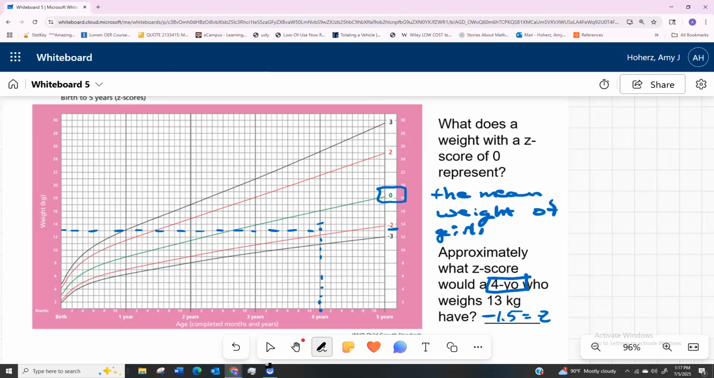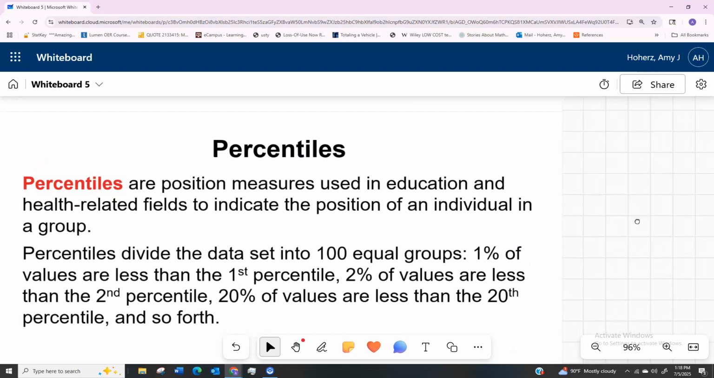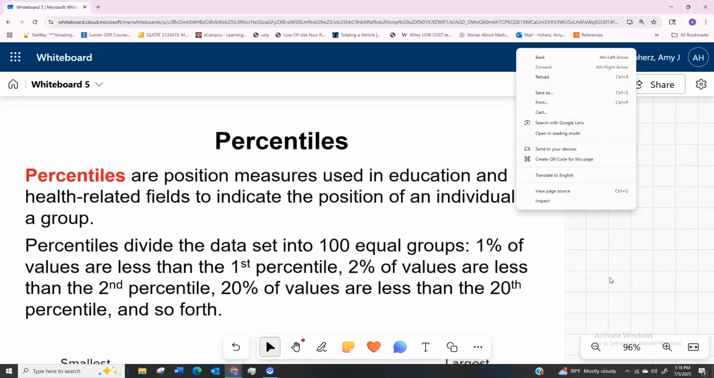Let's say you had a 3-year-old that fell right here. Then we could say that they are, okay, so that would be 18 kilograms. So if you had a 3-year-old at 18 kilograms, then you would say, oh, they're 2 standard deviations above average. Okay, so just kind of interesting to see that this is used in actual science type data so that you could see how this would be utilized. Okay, so let's go down and look at our next measurement that we're going to talk about, which is percentiles.